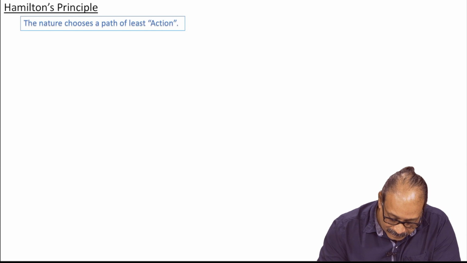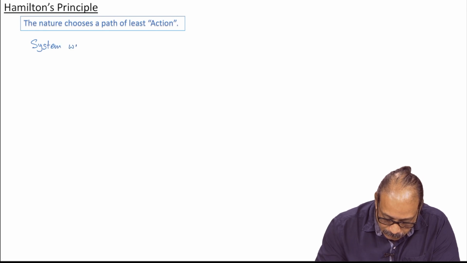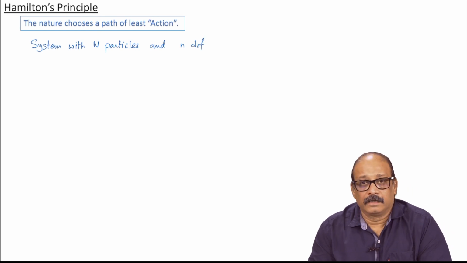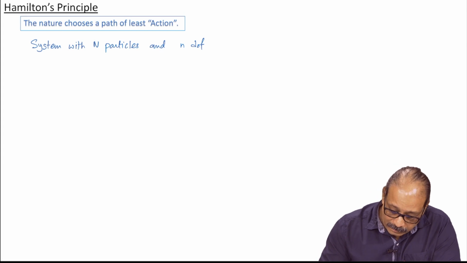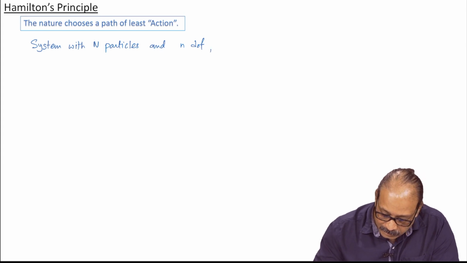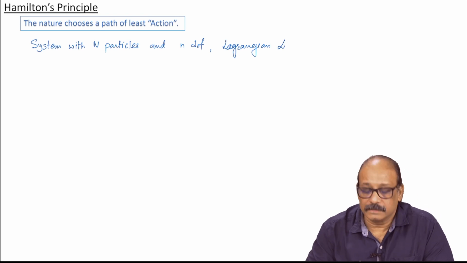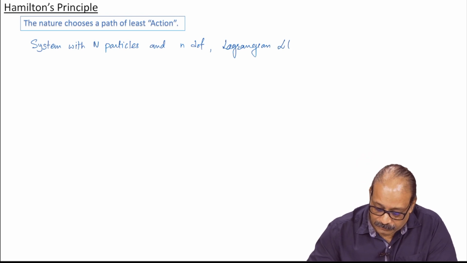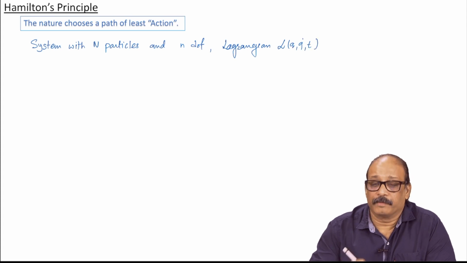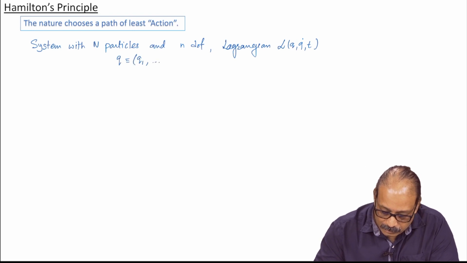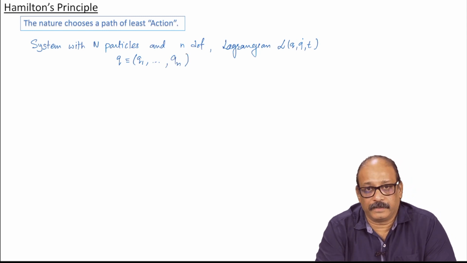Okay. So, let us start by defining, consider a system with n particles and n degrees of freedom, and you have looked at all the constraints and everything, and then the system is described by Lagrangian, which is L. And this is of course a function of q, q dot and t, and remember each of this q is q1 to qn, because there are n degrees of freedom.